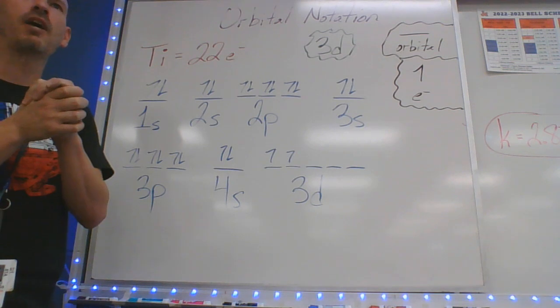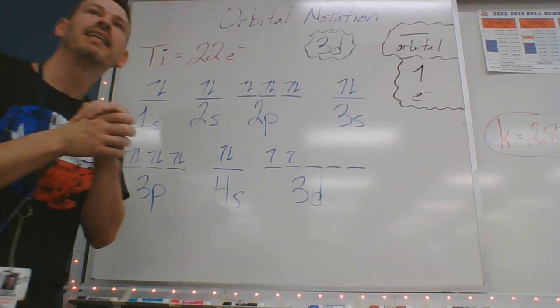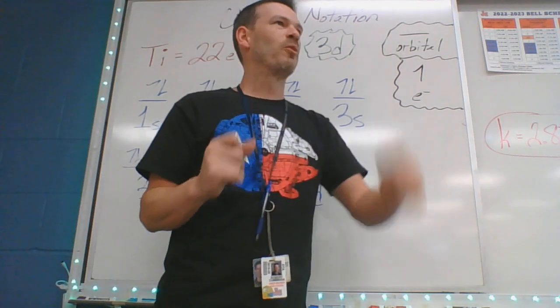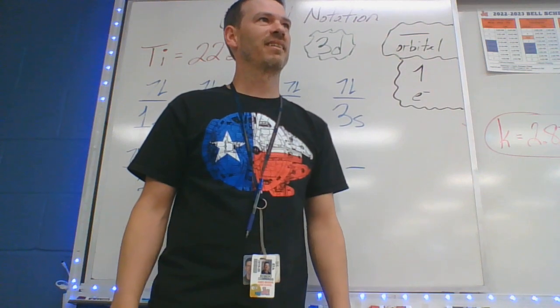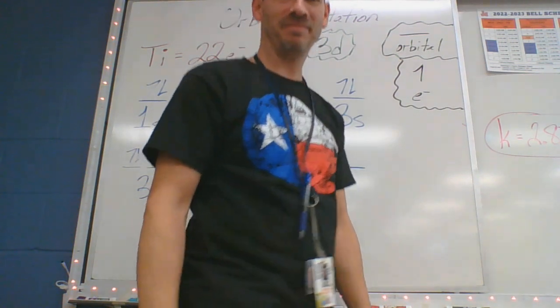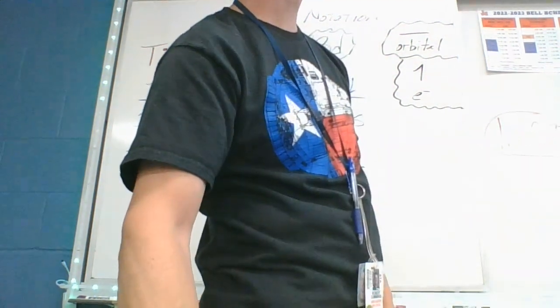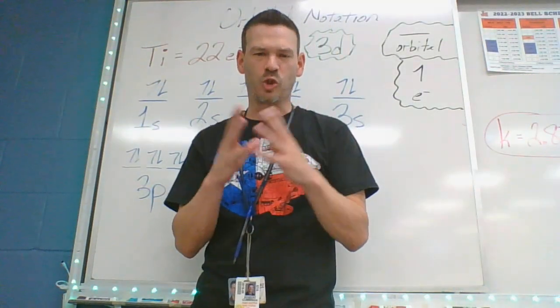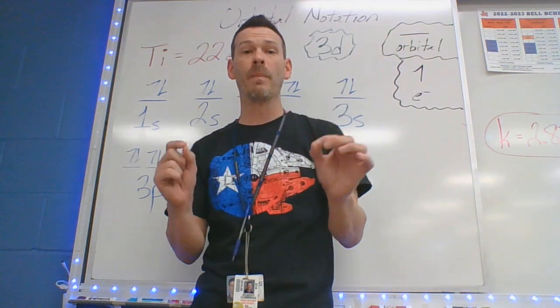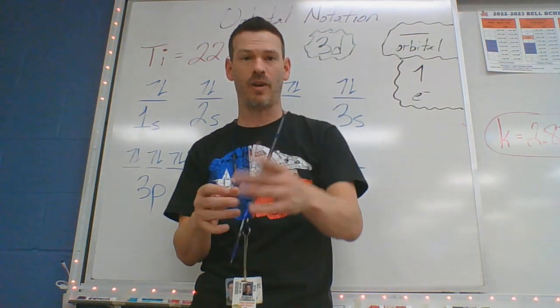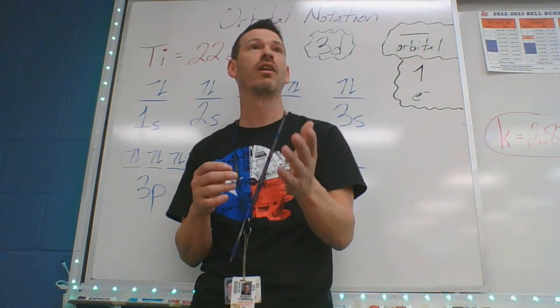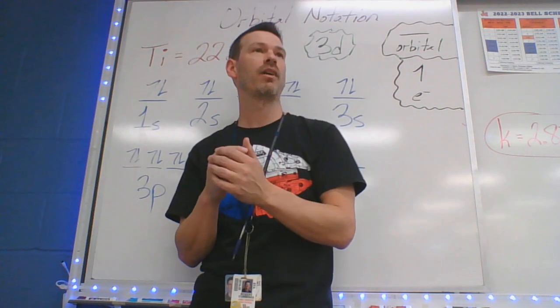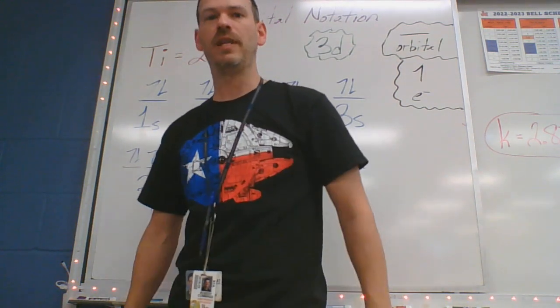Think you can do one by yourself? And we'll call it a week. One more and we're done. Yes, I promise. All right, let's check it out. There he is, y'all. Draw the orbital notation for silver. They're doing silver by yourself. If you get stuck, call me over.